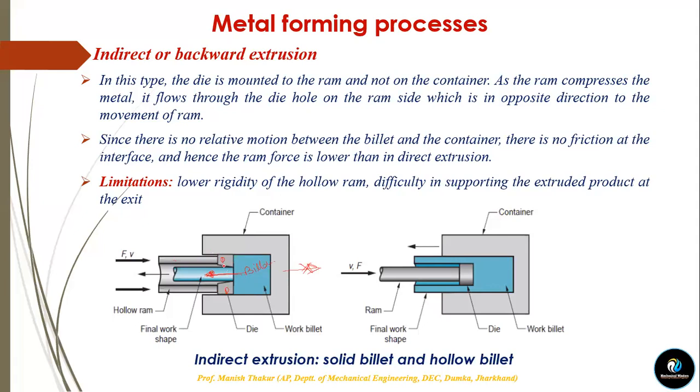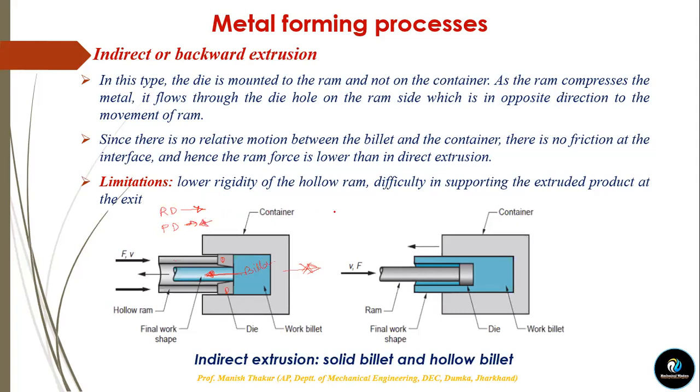That is why it is known as indirect or backward extrusion process, right? So what will be the direction of metal flow? The metal flow will follow the direction of force. Therefore, suppose the ram direction is left to right, right? And in case of backward extrusion, the product direction is the opposite direction.